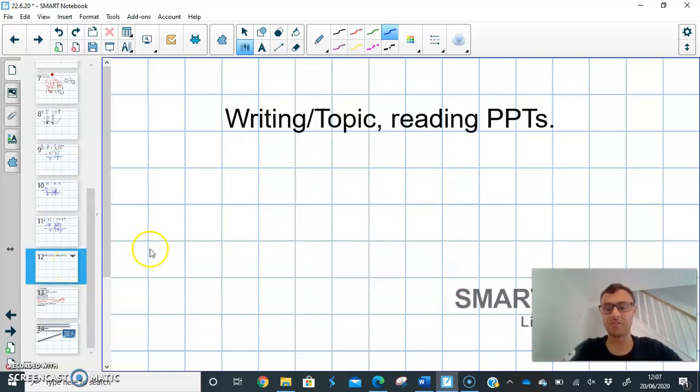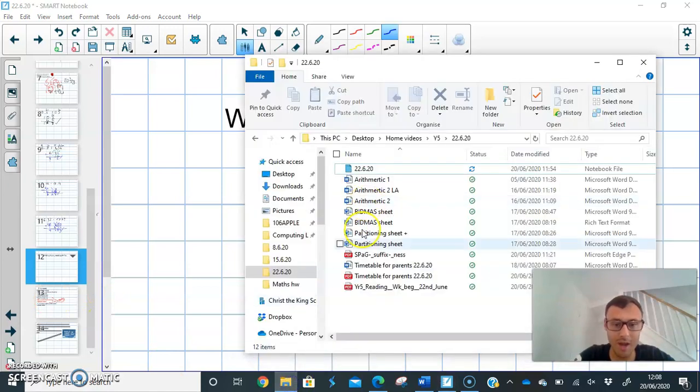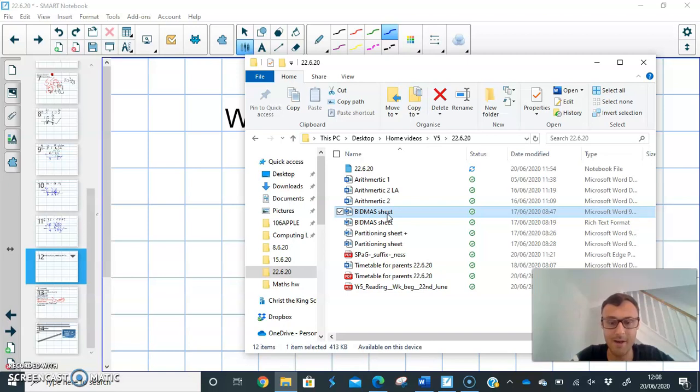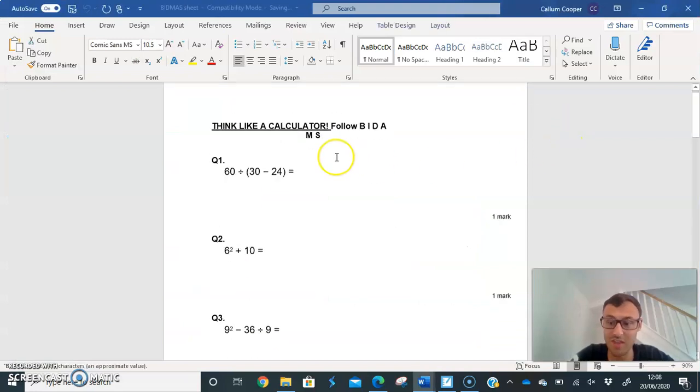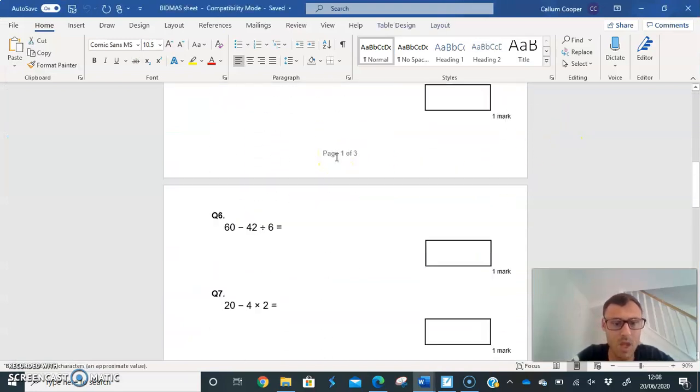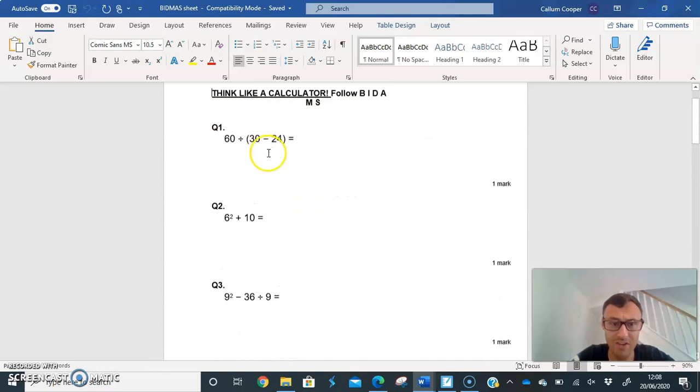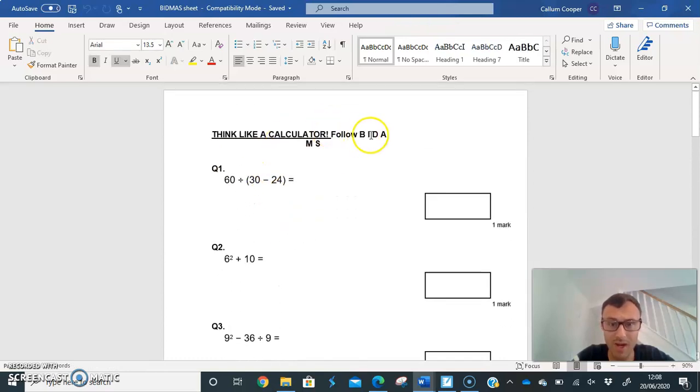So that's your maths. Some of you have got a sheet which looks like, hopefully this one, which is going to open up a sheet that looks like this, okay? BIDMAS, remember you need to think like a calculator. It's there for every question: brackets, indices, division, multiplication, addition and subtraction. It would actually on your sheet look like that. Okay, remember you need to follow the rules, think like a calculator of BIDMAS.